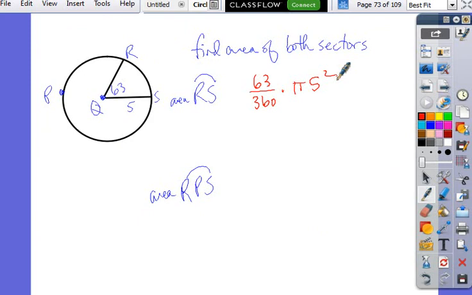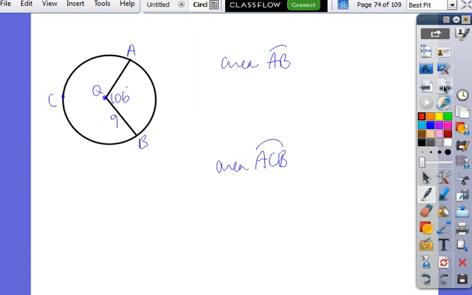Subtract from 360? Is that what you were going to say? Yes, sir. It's going to give you one angle. You do 360 minus whatever that angle is to find the second one. So on this one, I would say AB is the 106 over 360 times pi 9 squared. ACB would be 254 when I subtract.